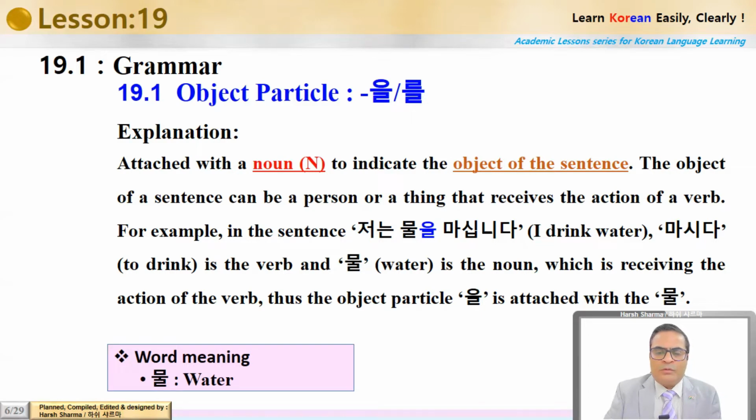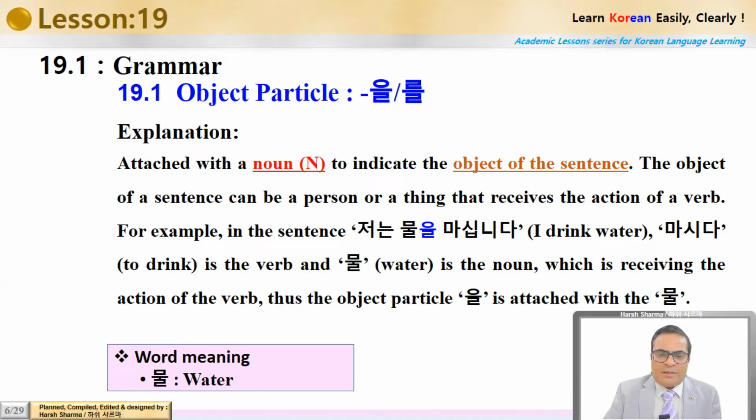So what we have to do is add this ul or rul particle to the nouns which are receiving the action of the verb. In the sentence 저는 물을 마십니다, what is receiving the action of mashida? Mul is water. I drink water. So to specify the object of this sentence, we will add ul to the noun mul. I hope you are able to understand. Let's check it once again.